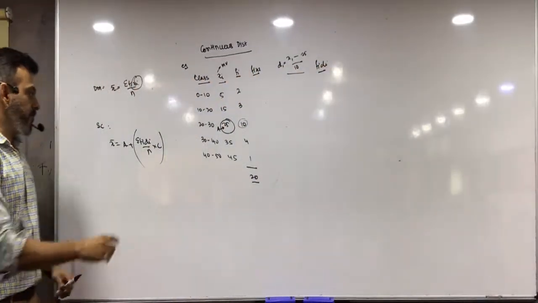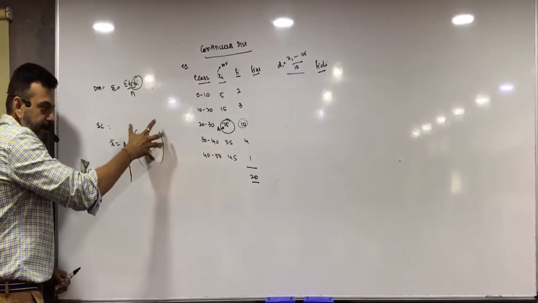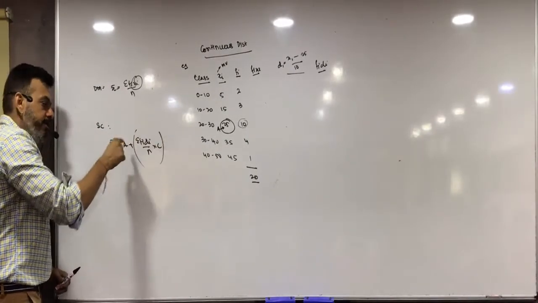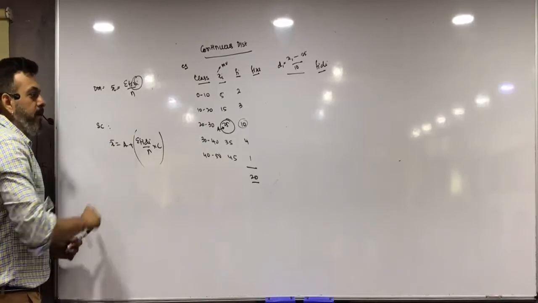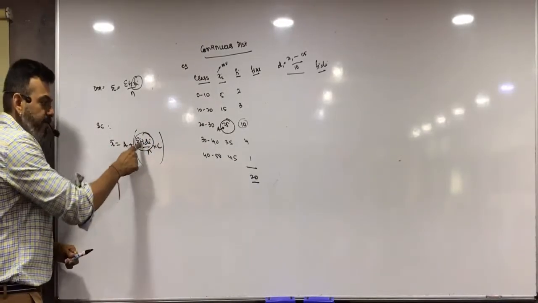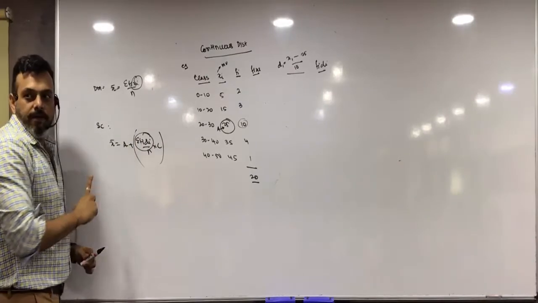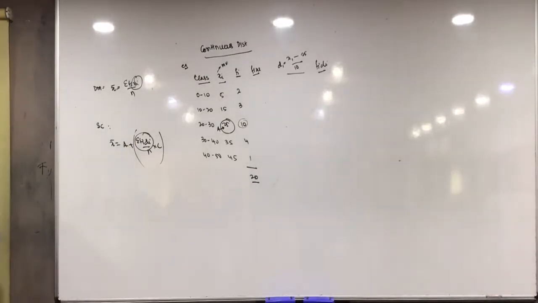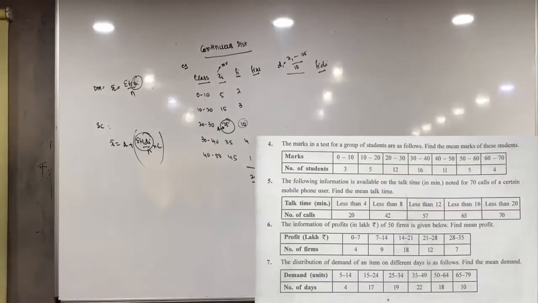Understood this? Now when you do this, be careful, this is in the bracket. First you solve this, then you add the assumed mean. What if sigma Fi di becomes negative? If this becomes negative, this will be minus. Got it? Okay. Come to the textbook. Let's start with the sums.